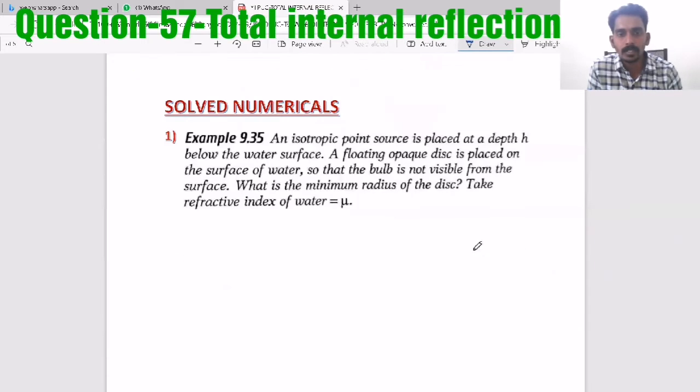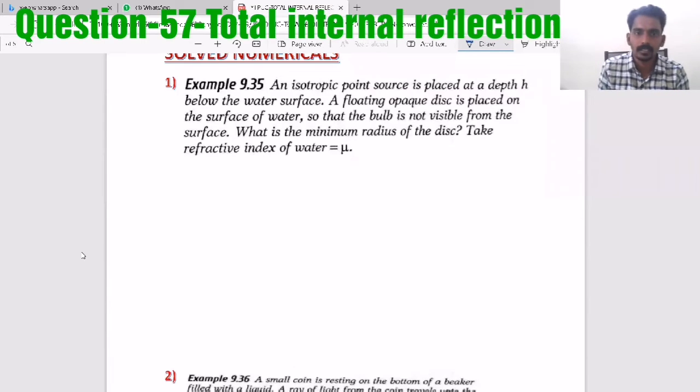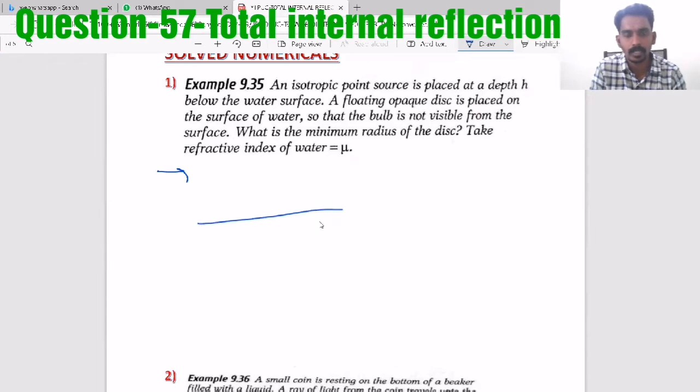So like that, questions can be asked based on the total internal reflection concept. Let's see a few examples based on these things. The very first one: an isotropic point source is placed at a depth h below the water surface. A floating opaque disk is placed on the water surface so that the bulb is not visible. Just as I said before, there is a bulb at depth h, and we have to cover it with a circular disc of radius r so that the bulb is not visible. What is the minimum radius of the disc?